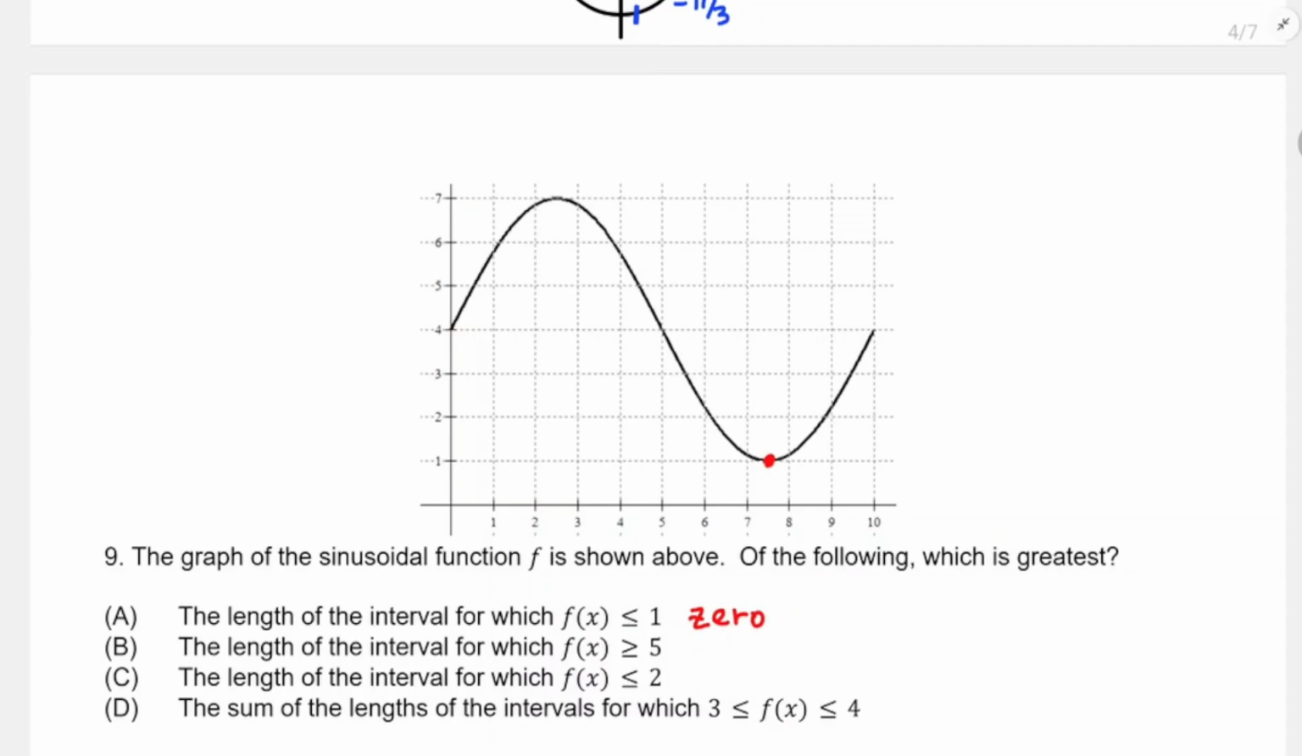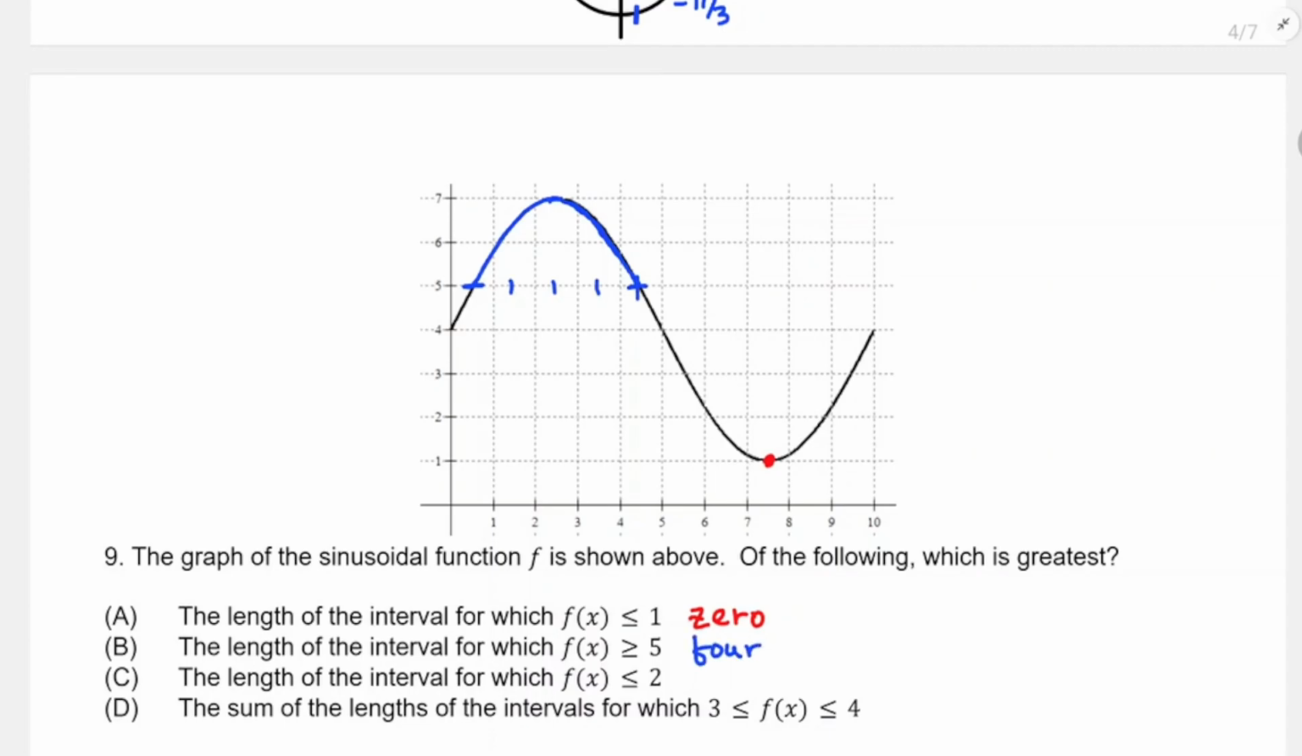The length of the interval for which f of x is greater than or equal to 5. Okay, well, that would be here to there, right? Because I'm greater than or equal to that 5. And so the width of this interval, it looks like it's starting at about a half, so it would be about 1, 2, 3, 4. So I'd say that's about 4.